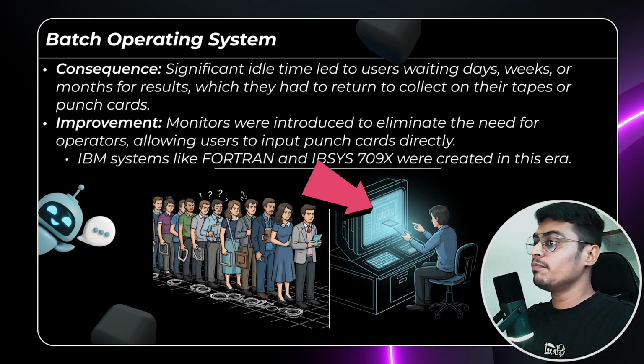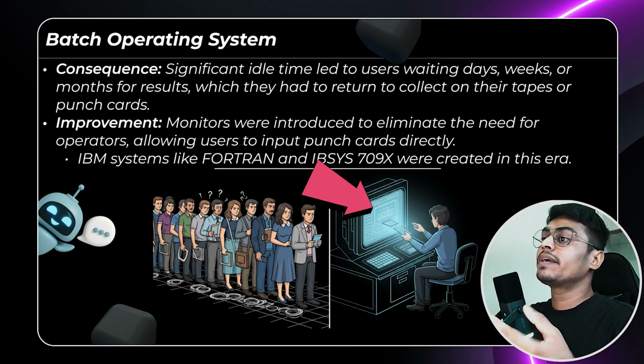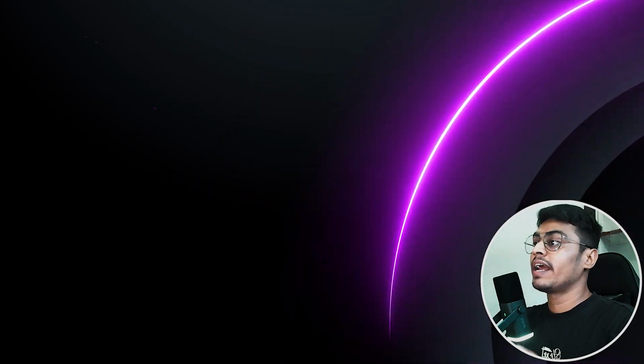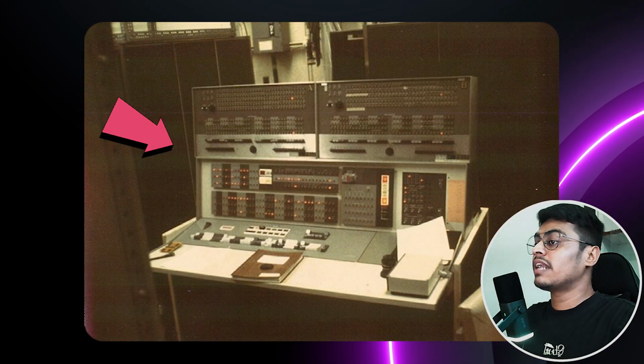To improve this system, monitors were introduced to eliminate the need for operators, allowing users to input punch cards directly. IBM created systems like Fortran and IBSYS 709X during this era in the 1960s.